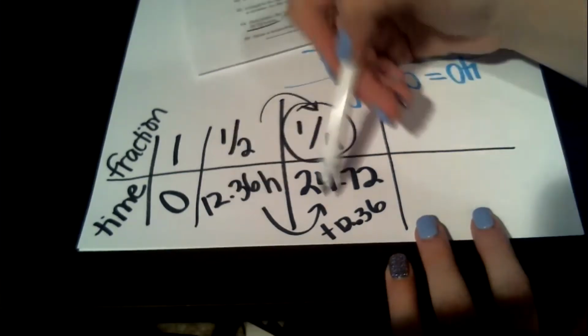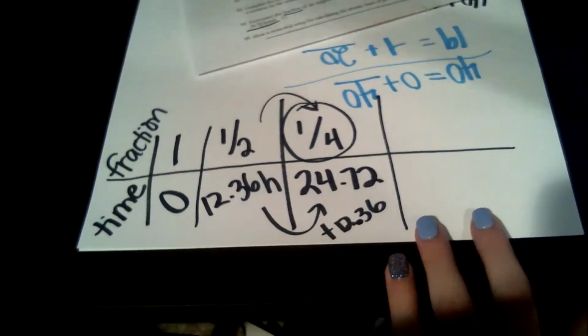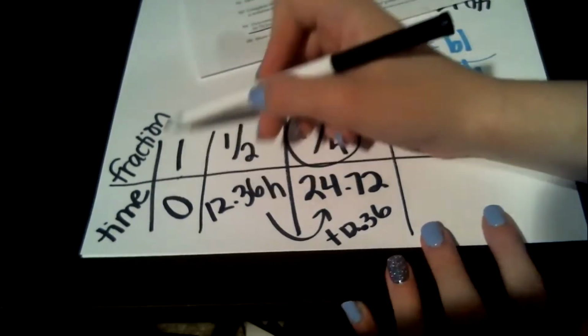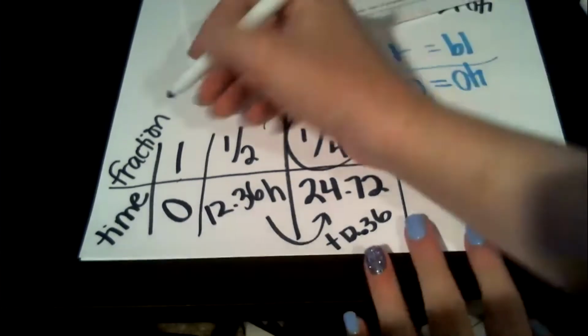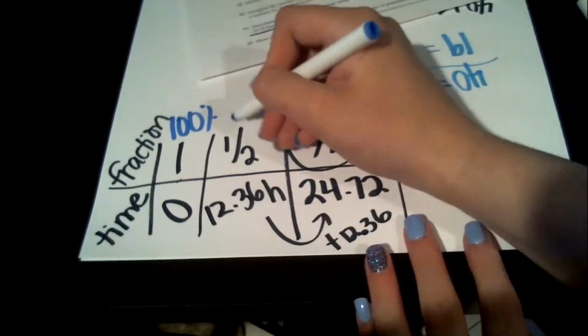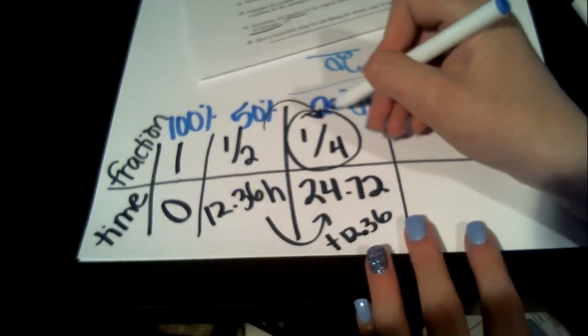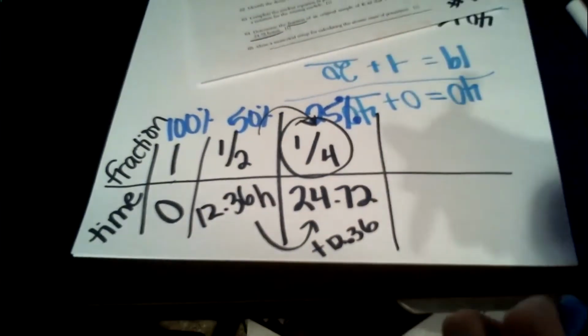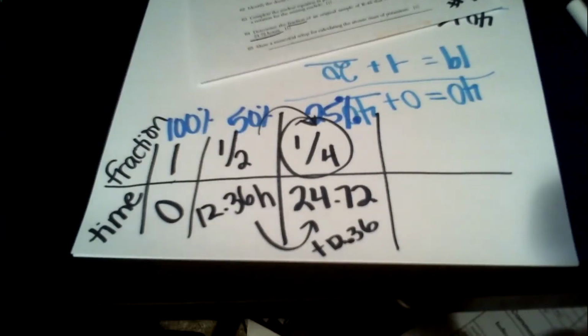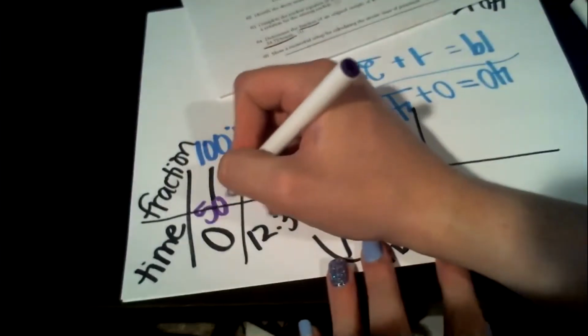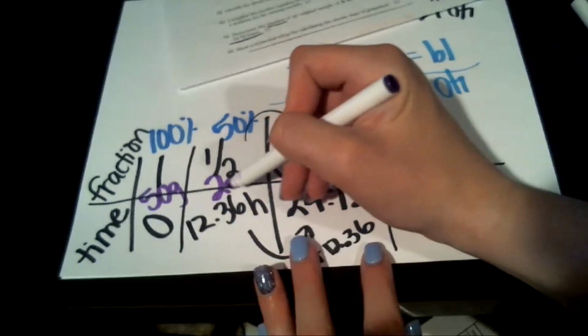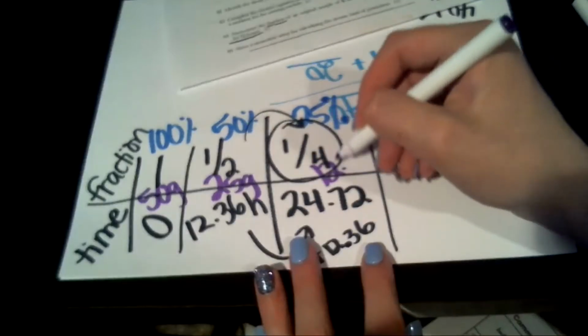Lots of different ways they can ask these. You just have to go with the flow here. Had this been a percent question, you would have done 100% of your sample, 50% of your sample, and then 25% of your sample. If you started with 50 grams of it, then this would have been 25 grams, and this would have been 12.5 grams. Each time you cut in half.